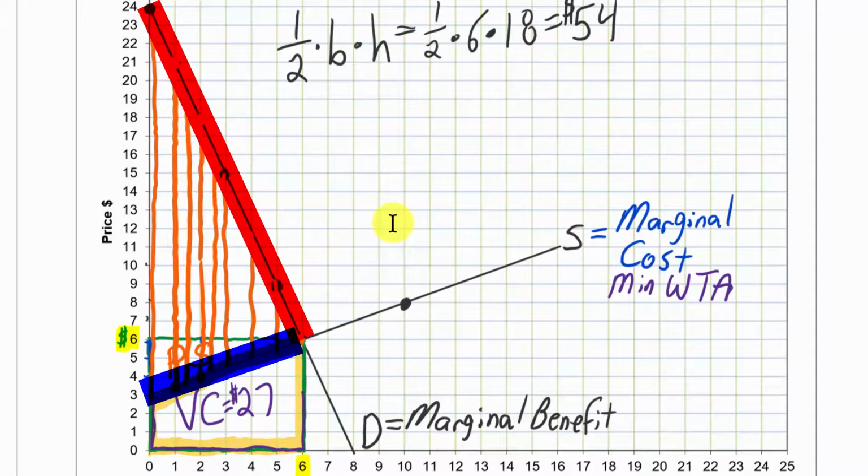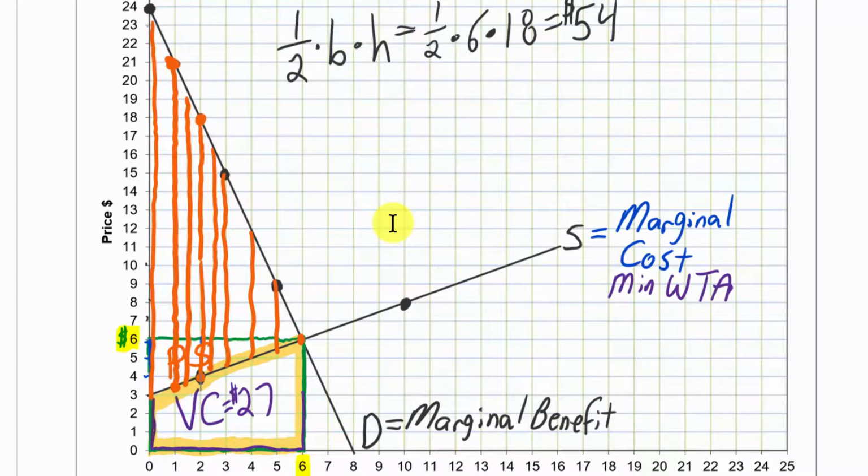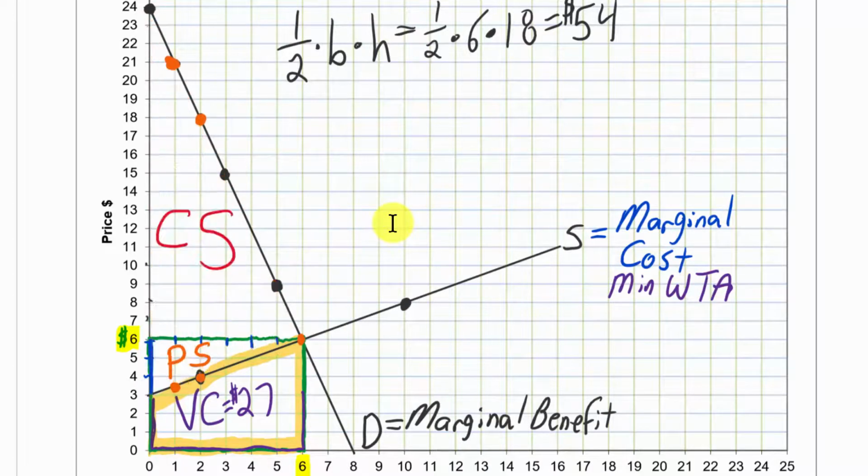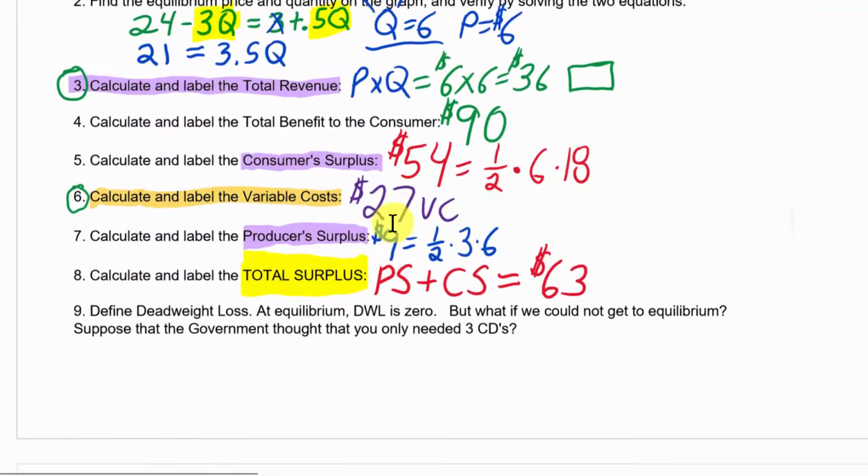We want that total surplus to be as large as possible, because anything that reduces the gains from trade is going to end up hurting someone, either consumers or producers, or perhaps both. All right, so let's go and look at this last question here.